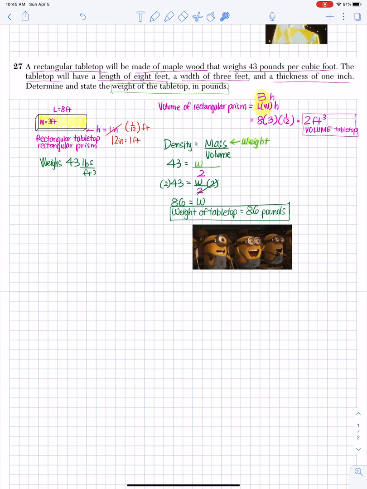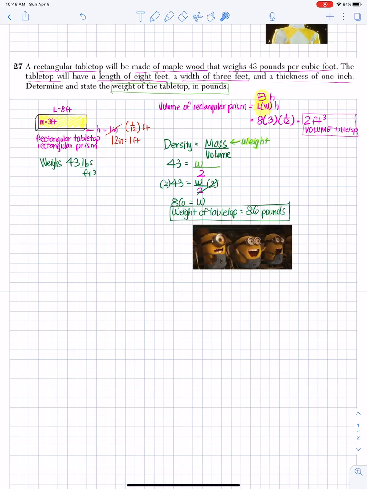So we want to find weight just like in the other problem. I drew a rectangular prism. It's not necessary, but I drew it so you can understand what they meant by a thickness of 1 inch. If you remember, in all my videos I try to keep my color coordination matching, and yellow represents the 2 congruent bases. So in this case, the yellow here is the base of this rectangular prism. This is the length, 8 feet. This is the width, 3 feet.